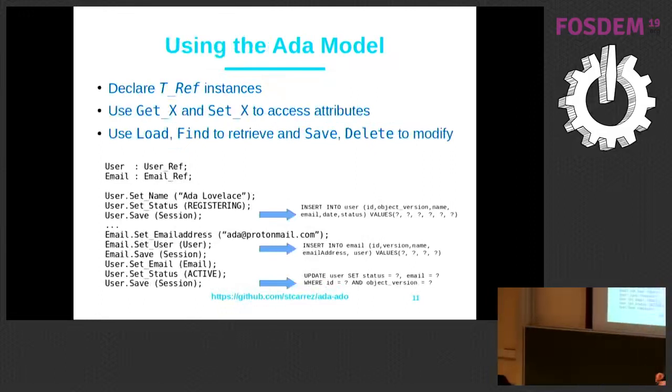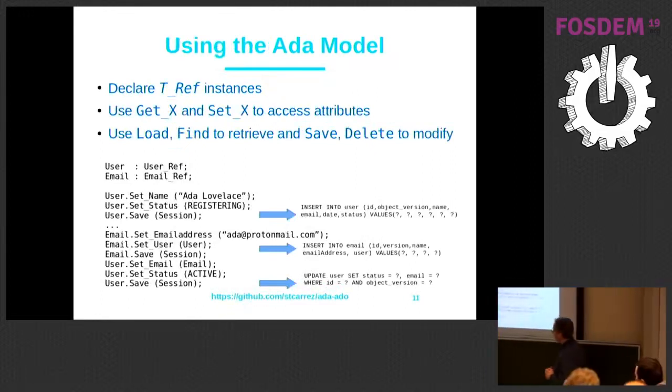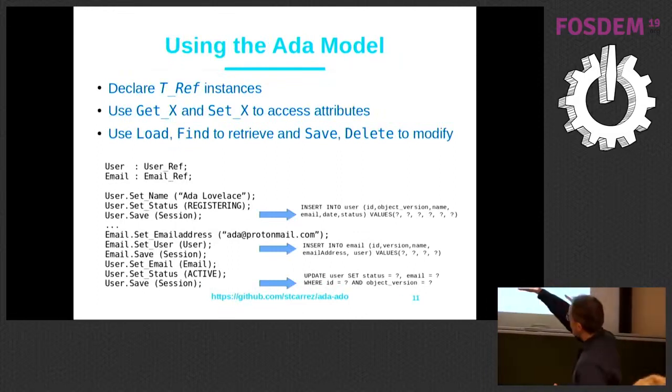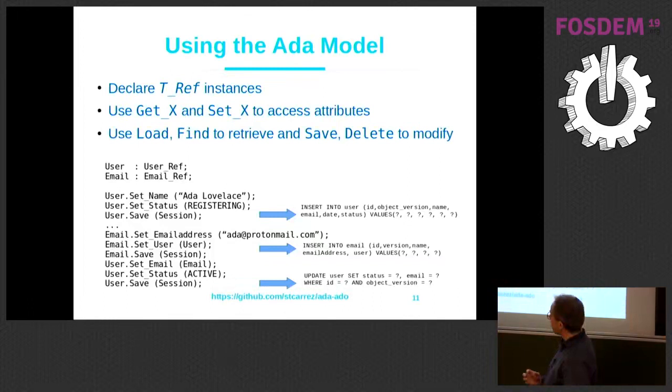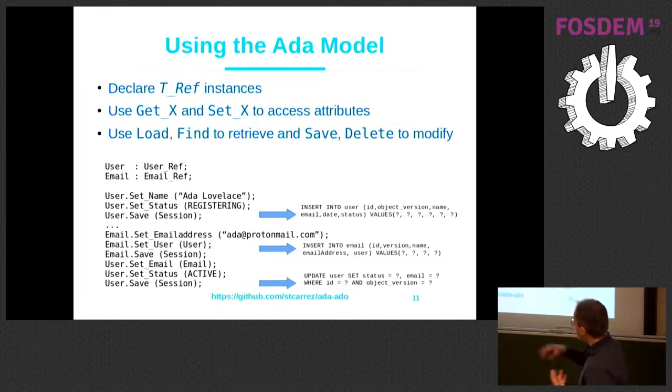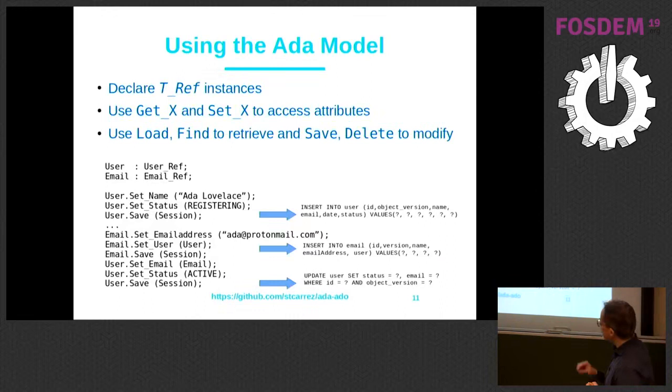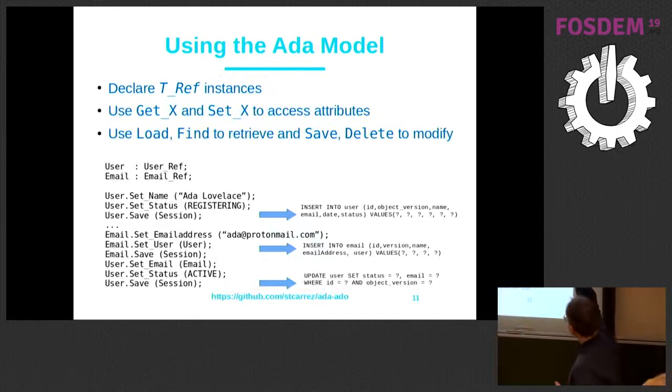So to use this model, it's very simple. You just have to declare your user variable. Here I'm declaring a user and an email instance. I will populate the user with a name, and then I will save this user by using the database session that I have. What will happen is that by calling user.save, the framework will generate this SQL statement.